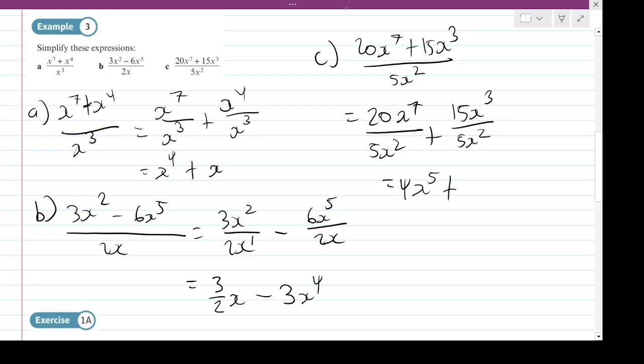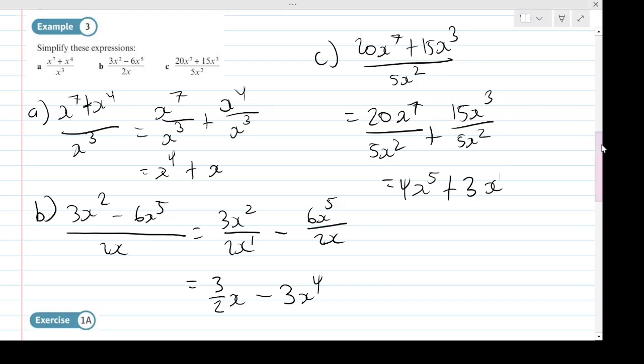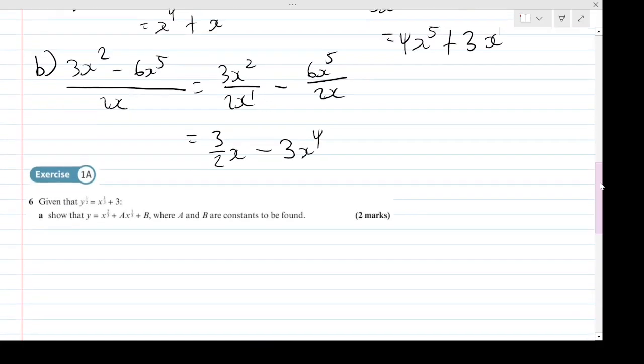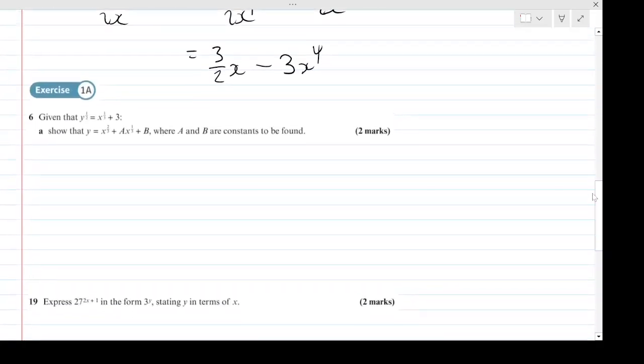And then with the second bit, again, 15 over 5, 15 divided by 5 would be 3. And then x to the 3 divided by x to the 2, we subtract, so 3 minus 2 will be x to the 1, or just x. Cool. And that's really it, right? Nothing too much from G to C. But I guess we could look at the exercise in this section, so some more questions. And then we'll leave off with an exam question to finish off the section.